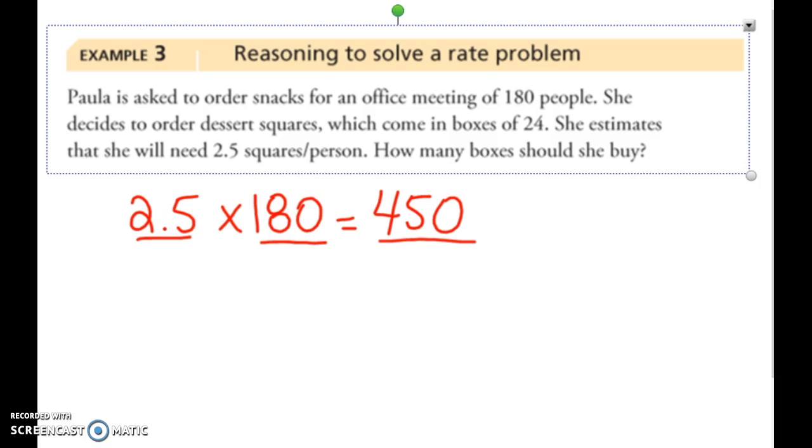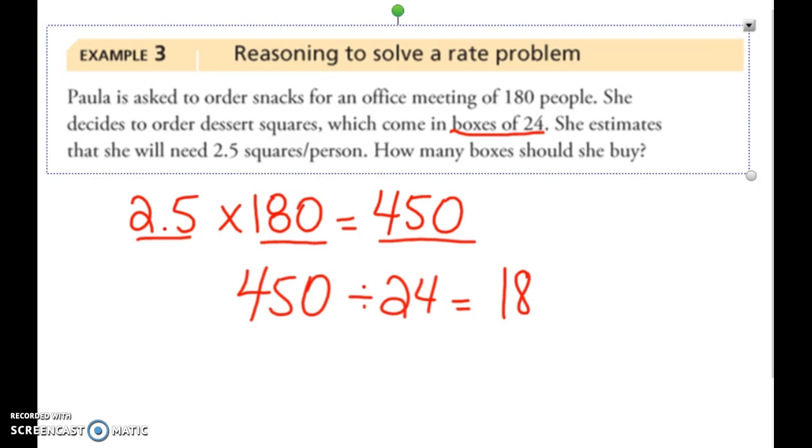Okay, and we know that 24 of them come in a box. So if we go 450 divided by the 24 per box, we should be able to find out how many boxes we need. And that gets us 18.75. And since you can't buy partial boxes, you're going to buy 19 boxes of dessert.